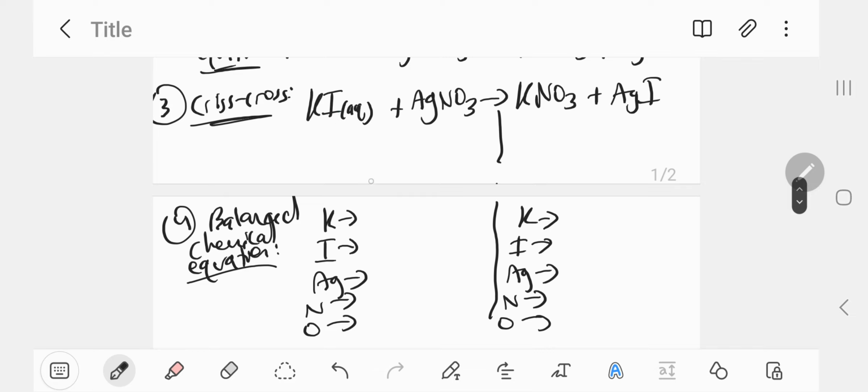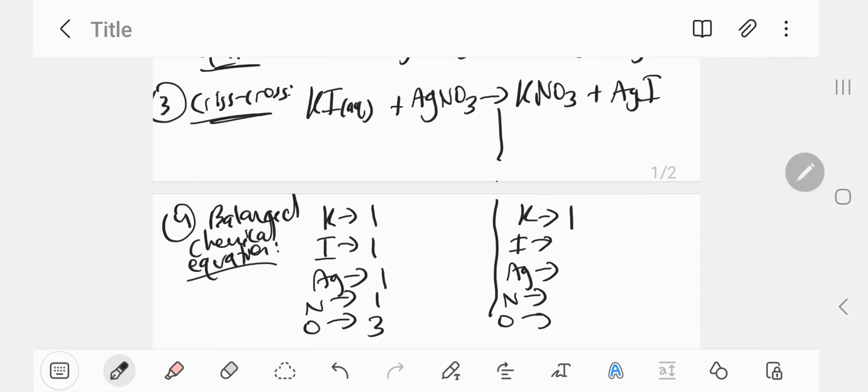Let's count the potassiums on the left. There's 1, iodine there's 1, silver there's 1, nitrogen there's 1, oxygen there's 3. On the right, potassium there's 1. There's 1 iodine. There's 1 silver. There's 1 nitrogen and there's 3 oxygen. So in this case, the equation is balanced.